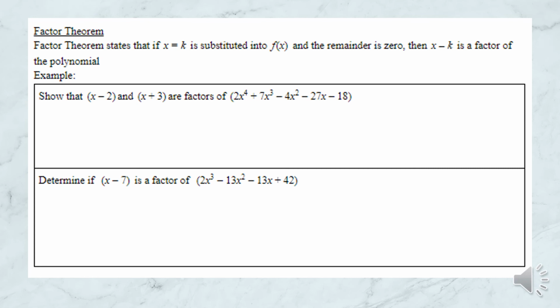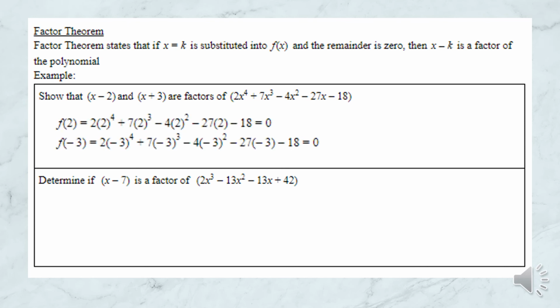The factor theorem states that if, when I plug in k into my f of x, the remainder is 0, then x minus k is a factor. So if I get 0 as my remainder, then it is a factor. So we're going to show that x minus 2 and x plus 3 are factors. So I'm going to plug in 2 into my equation, and I should get 0. And I'm going to plug in negative 3 into my equation, and I should get 0.